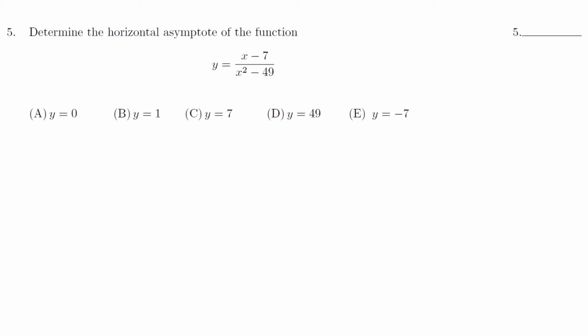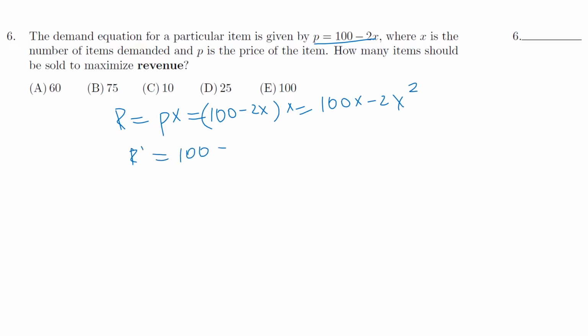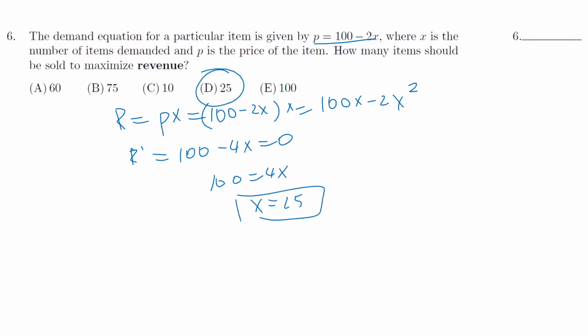Next, determine the horizontal asymptote. Horizontal asymptote. Top is less than the bottom, so y is equal to 0. You don't have to solve anything. That's yet another trick. Find the demand equation. So P is equal to 100 minus 2x, where x is the number of items demanded. How many items should be sold to maximize revenue? Revenue R equals p times x, which is equal to 100 minus 2x times x equals 100x minus 2x squared. And then we have to take the first derivative, which is 100 minus 4x, and set that to 0. And 100 is equal to 4x, and x equals 25, which is D.